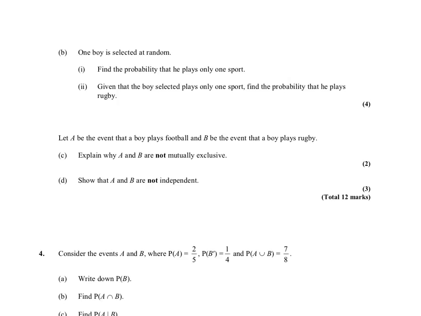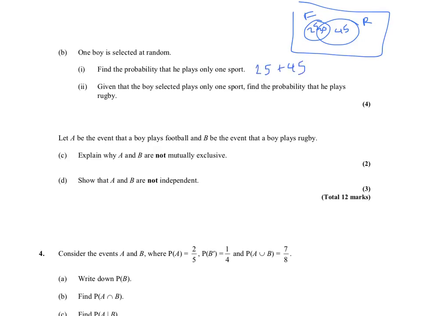Now, let's go ahead and I'm going to put this back here. Football, rugby, we had 25, 30, and 45. And that gave us our total of 100 boys. So it says one boy is selected at random. Find the probability that he plays only one sport. Well, which are the ones that play only one sport? The 25 that play football and the 45 that play rugby. So that is a total of 70 that play only one sport out of 100. So the probability that they play only one sport is 70 out of 100.